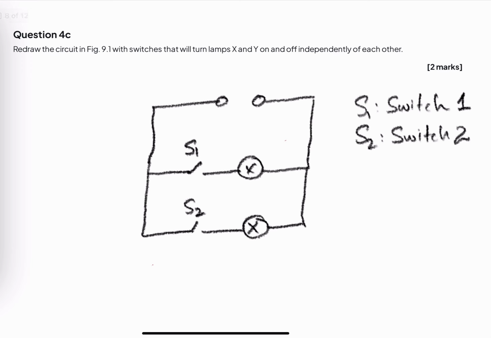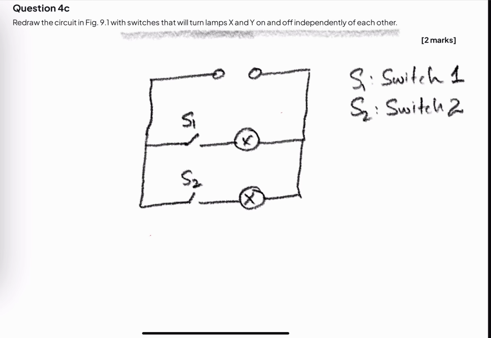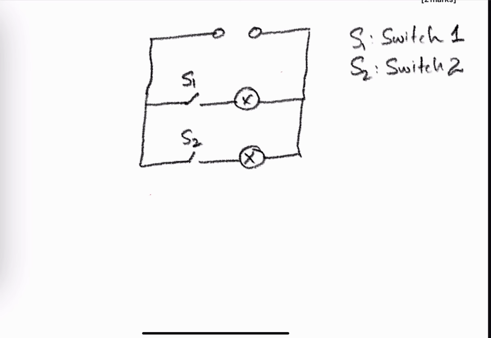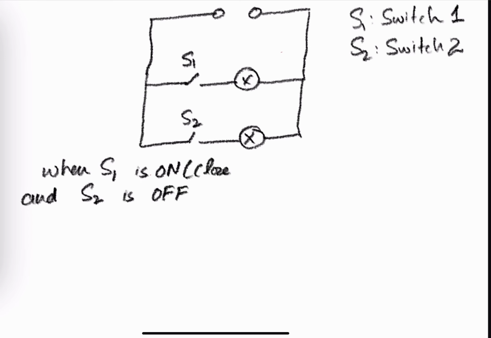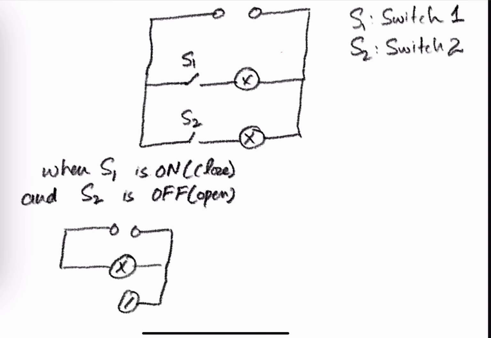And we have to show as well that with switches we can turn lamp X on and off. We have to draw two more diagrams in which we will show that we can control them independently. So with the next diagram, when S1 is on and S2 is off. On means closed, off means open. So this diagram will be like, one is on, so this will be a complete circuit, this will be open.